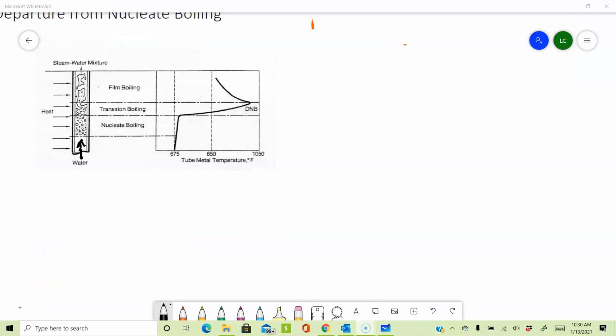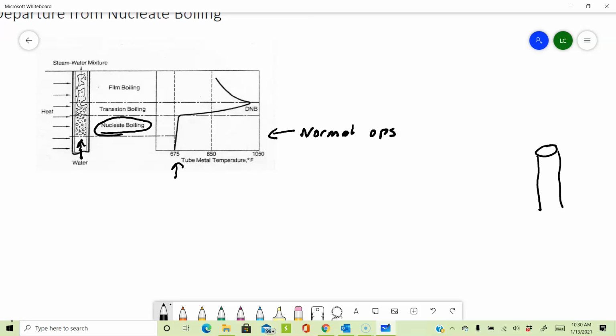So let's talk about nucleate boiling and departure from that. Nucleate boiling, which you can see right here, is what is occurring during normal operations. It's a good thing. Our tube temperatures are pretty stable. Our water is traveling at 5 to 7 feet per second throughout those tubes. That's pretty fast. And things are happy.